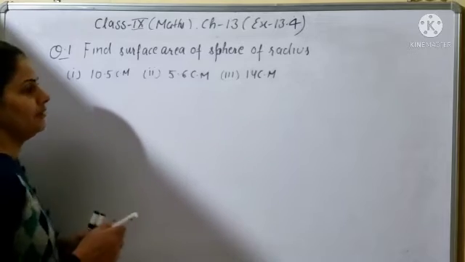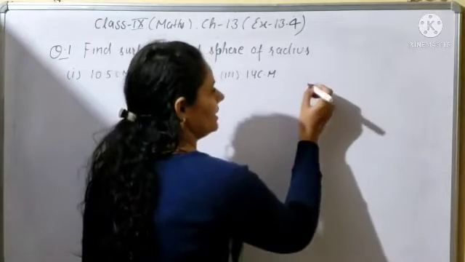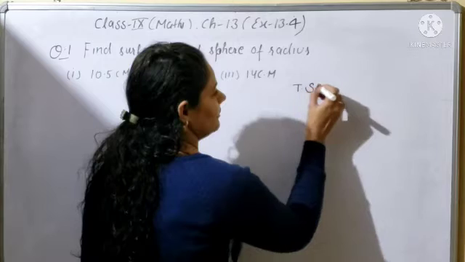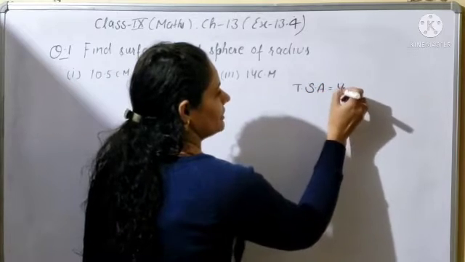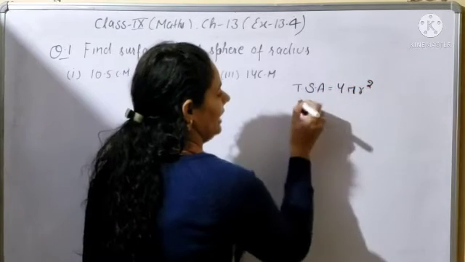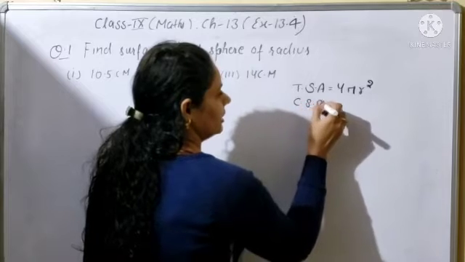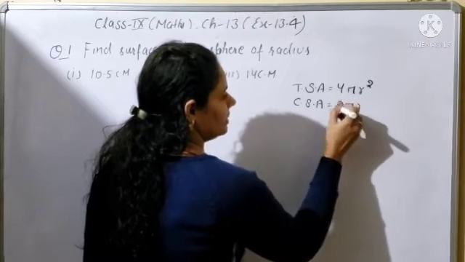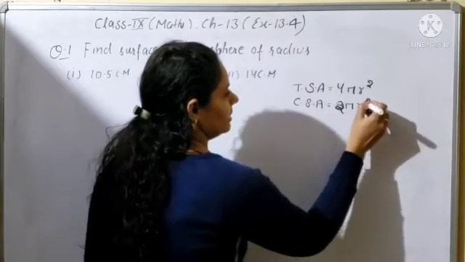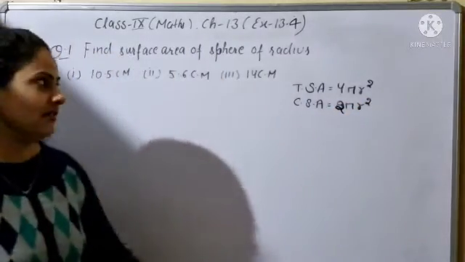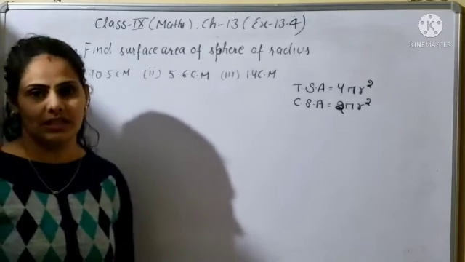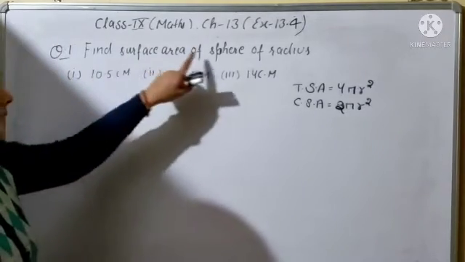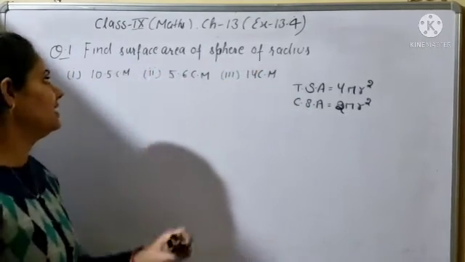And what will be the surface area of the sphere? So the total surface area of the sphere will always be 4 pi r square. And the curved surface area of the sphere will be 2 pi r square. So this one will be the curved surface area and this one will be the total surface area of the sphere.